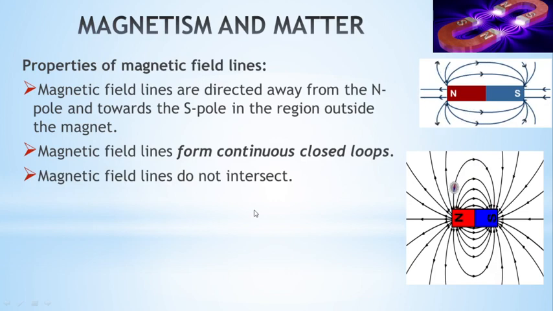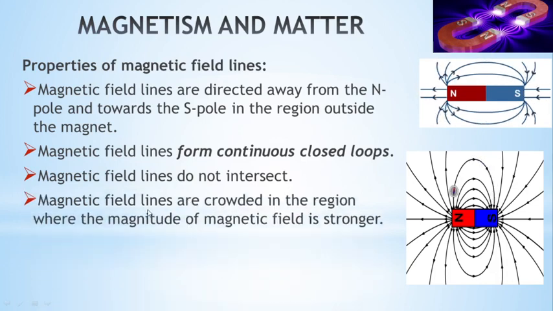Next, the third one: magnetic field lines do not intersect. Intersect means, see, the lines are not intersecting each other. This line will not cross this line. There is a separation between these two lines or any two lines. One line will not cross another line. That means they do not intersect.